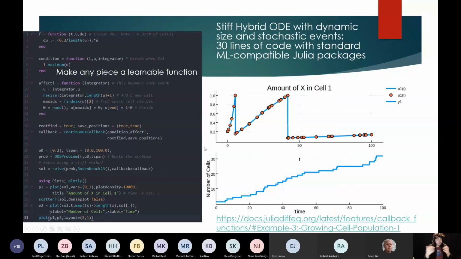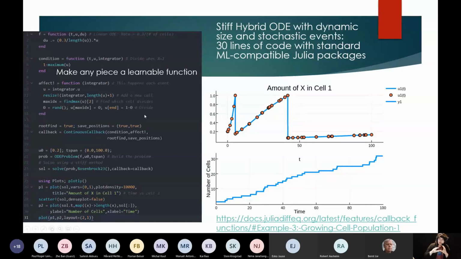And this is something that we can now do in this scientific machine learning form. So you can say, here's my ordinary differential equation. It's a linear ODE, but whenever I have any term hit 1, divide the ODE, create new ODEs, and so I'm dynamically changing the size of the ODE inside of a stiff ODE solver, and so this is kind of a complex model, right?